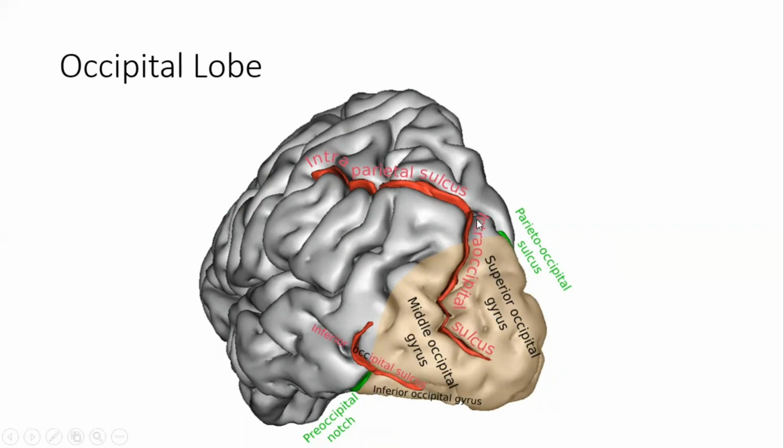And here is the intra-occipital sulcus, which separates the superior occipital from the middle occipital. Then the inferior occipital sulcus is the one that separates the inferior occipital gyrus from the middle occipital gyrus.